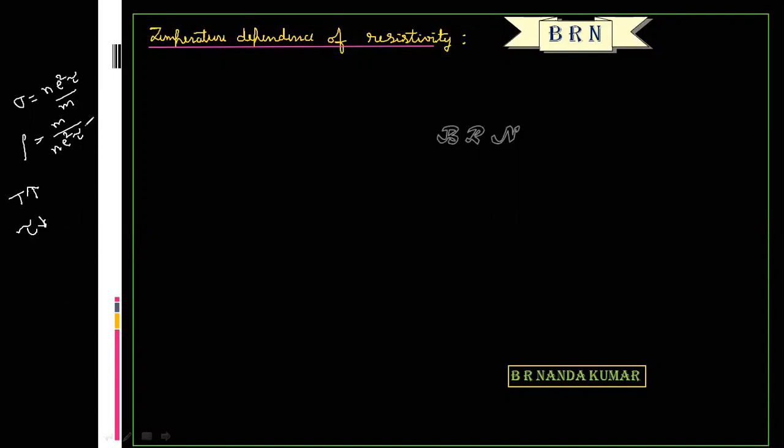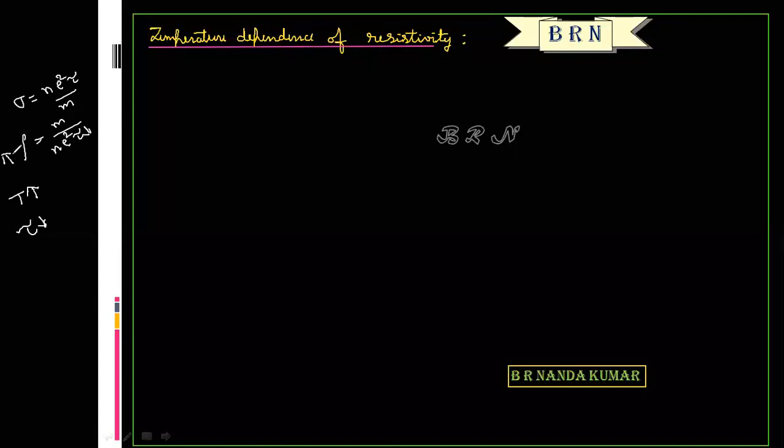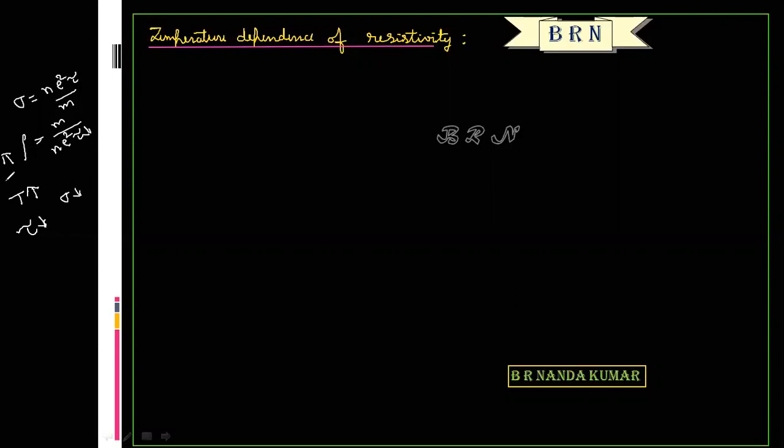So if the relaxation time decreases, what happens to the resistivity? It increases linearly. So in case of a conductor, as the temperature increases, resistance increases linearly. Even resistivity also increases linearly, but the conductivity decreases. This is only in case of metals. In case of metals, as the temperature increases, relaxation time decreases, resistivity increases linearly, conductivity decreases.